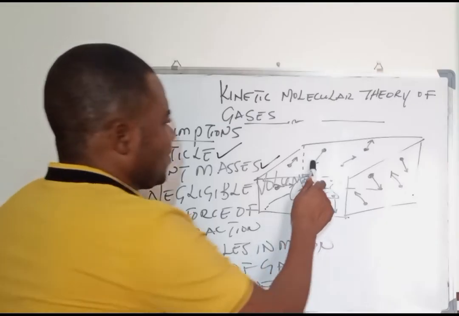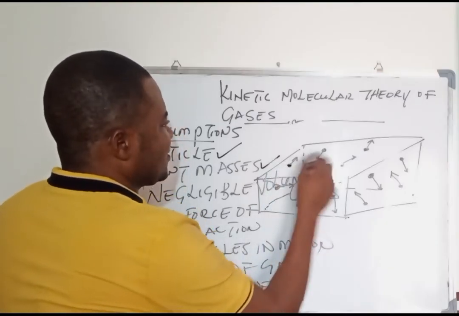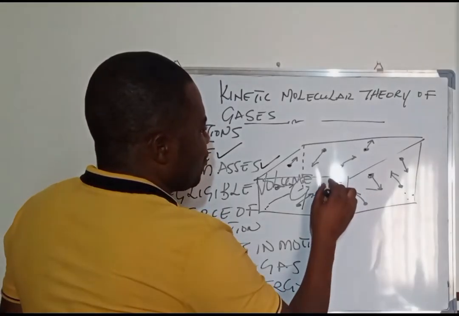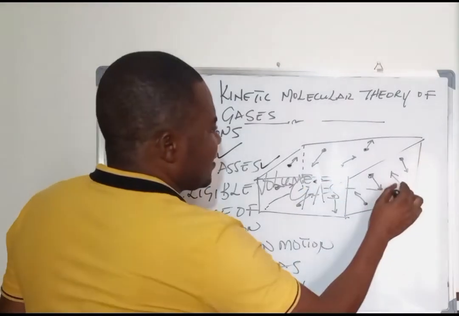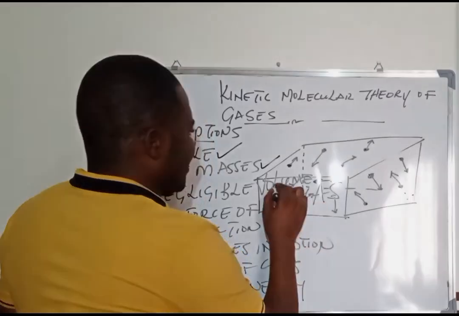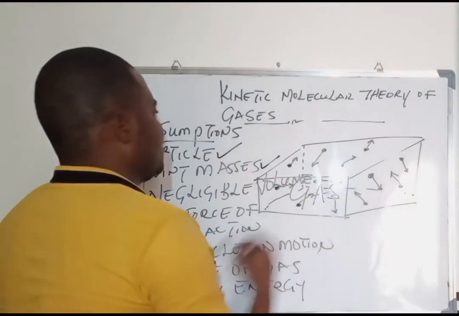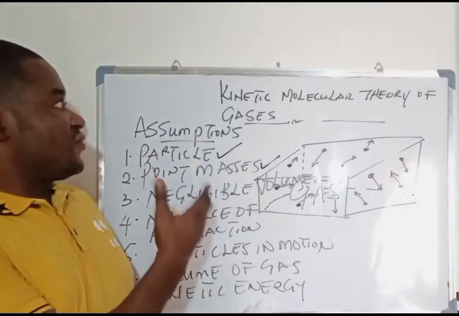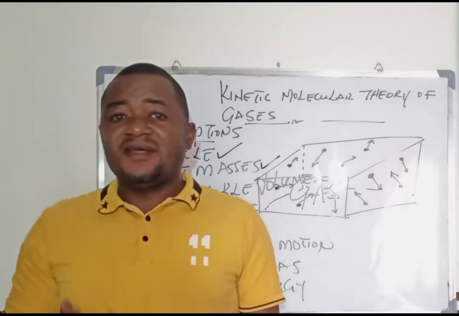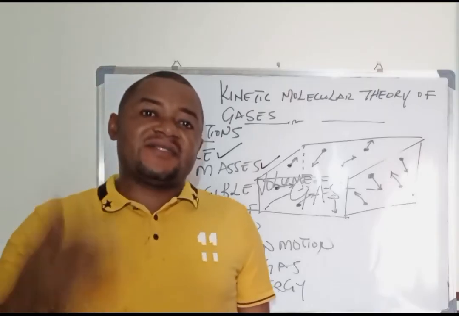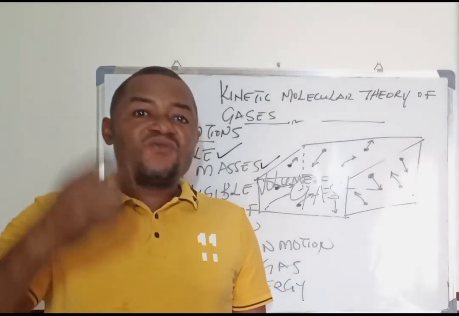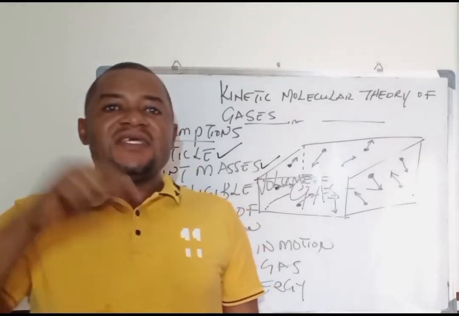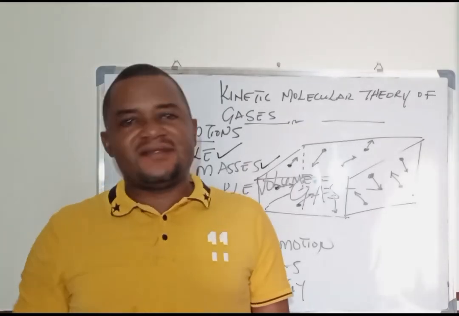So if you look at what was drawn here, you can see a dot, a dot. These are all gas particles. So the point masses here, in the assumptions of the molecular theory of gases, mean that for every gas there exist particles that look like points or dots on a paper in that container that it exists.